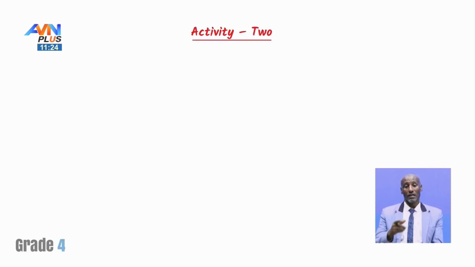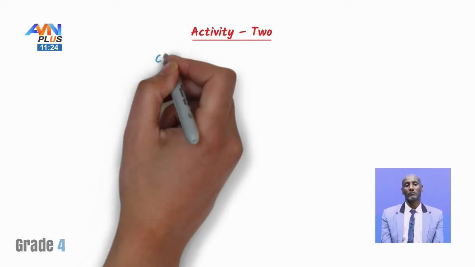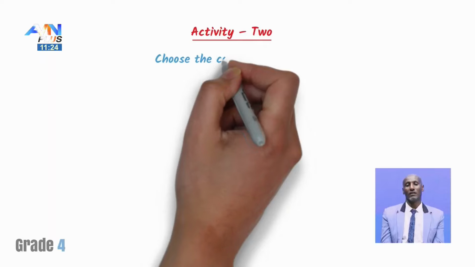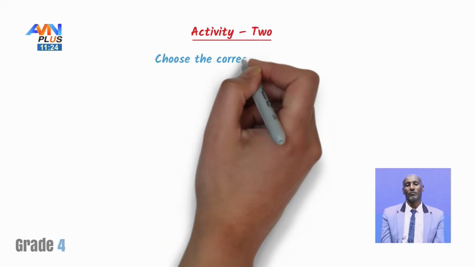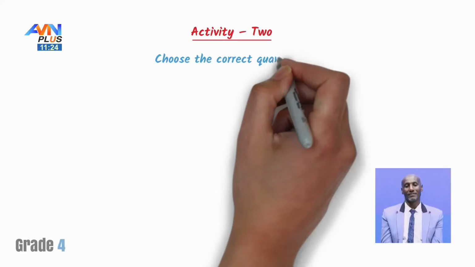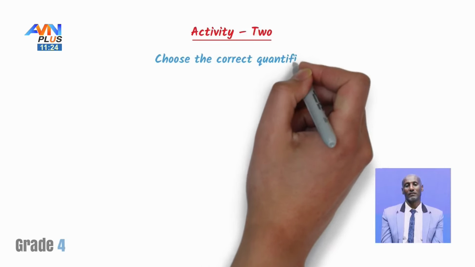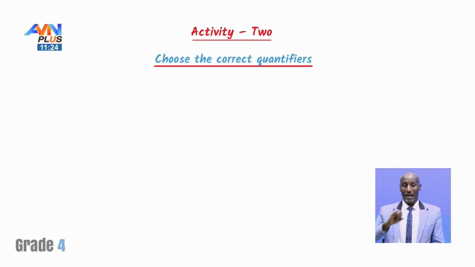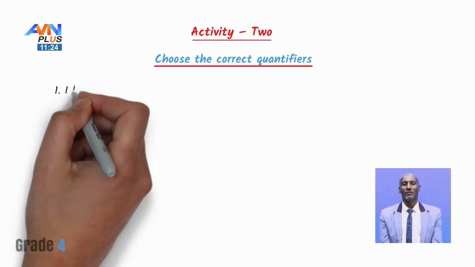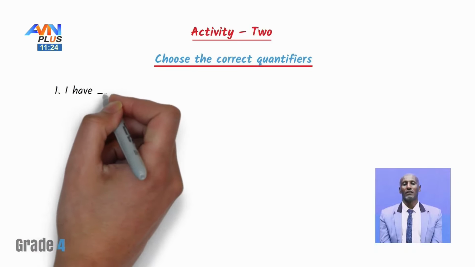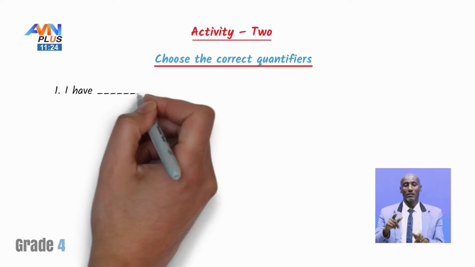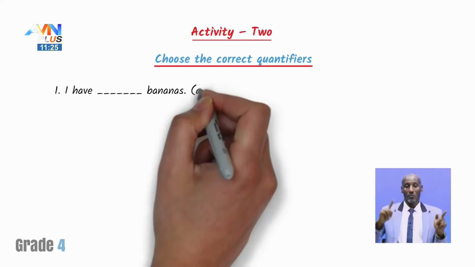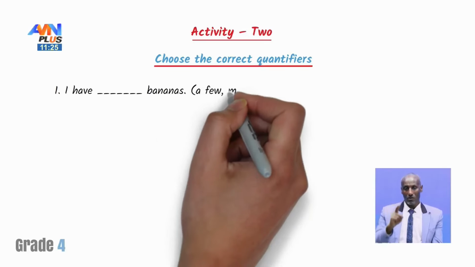Activity 2. Here is your instruction, students. Choose the correct quantifiers. Question 1: I have blank bananas. Here is a few. Here is much.